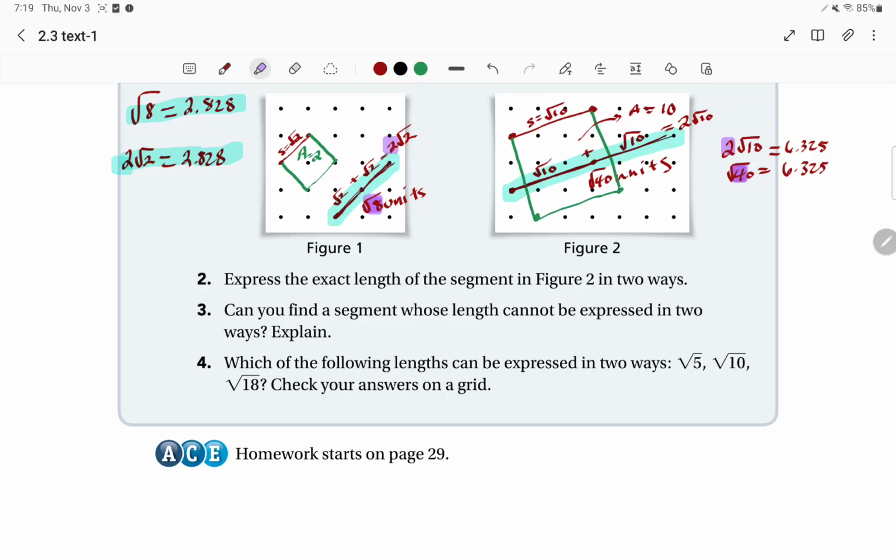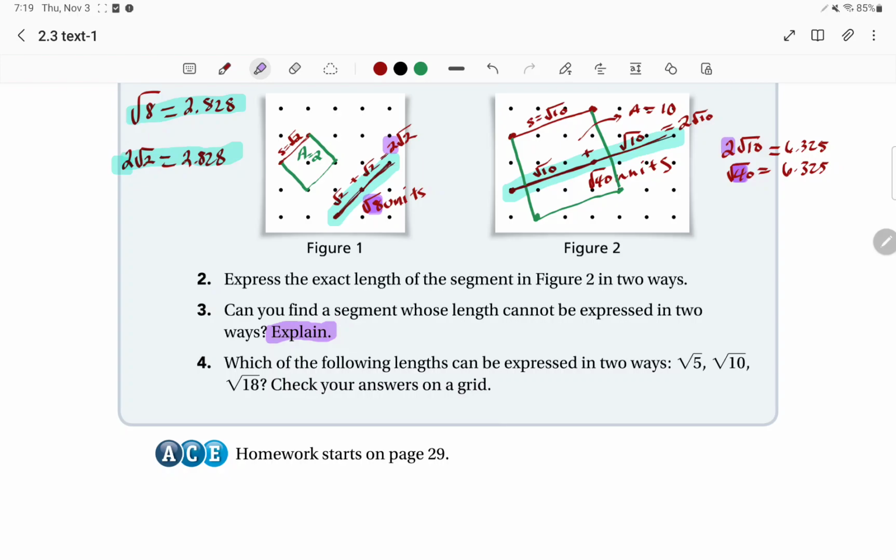Okay, so if these square roots are divisible by perfect squares, then you can write them differently. Go ahead and explain that in your notes. If the square roots are divisible by another perfect square, like 4 is a perfect square, 16 is a perfect square, 25 is a perfect square, then you can rewrite it. Otherwise, you cannot.